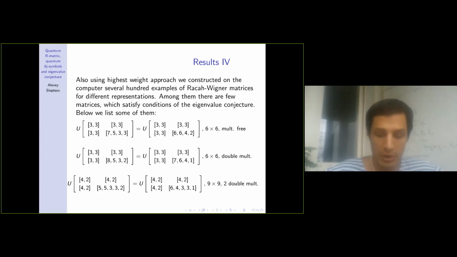To conclude, let me say that it is very interesting and very unexpected, at least for me, that the eigenvalue conjecture works in cases with multiplicities, because it is very hard to work with them by analytical methods. And there are not many results in the world literature concerning 6j symbols with multiplicities.